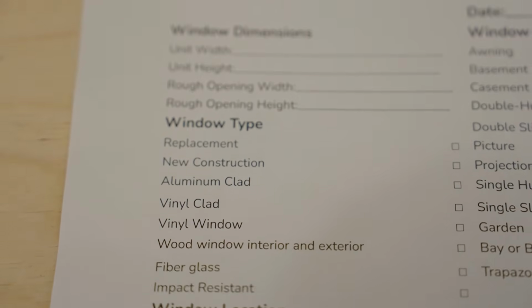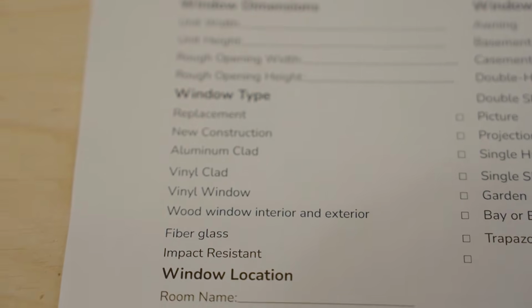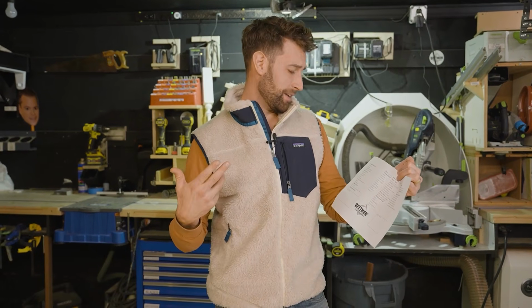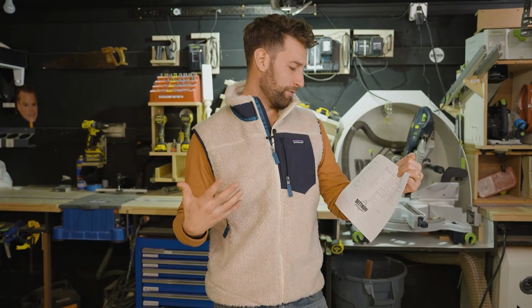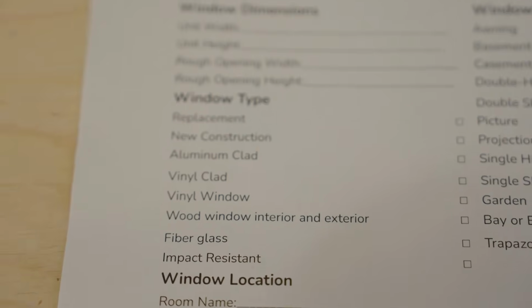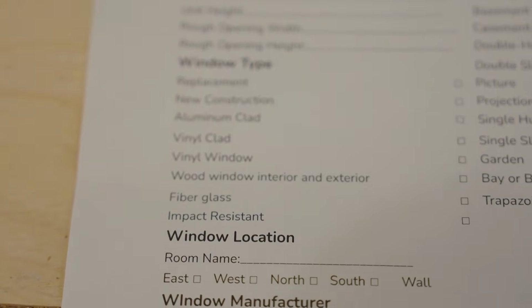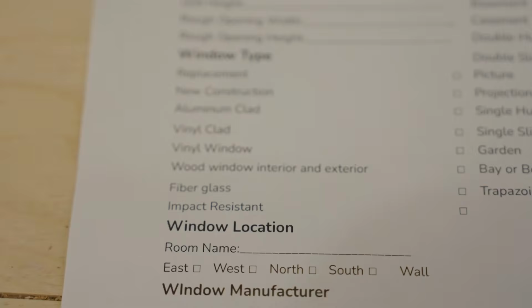Cladding is what's going on the outside of the window, right? So it could just be normally wood, right? But also you have aluminum clad, vinyl cladding, and then composite cladding of different types like fiberglass. The next one is impact rated. If it's by the ocean or anywhere where there's a lot of wind, you may want impact rated windows.